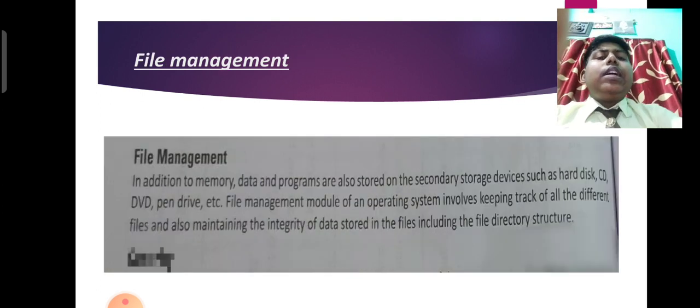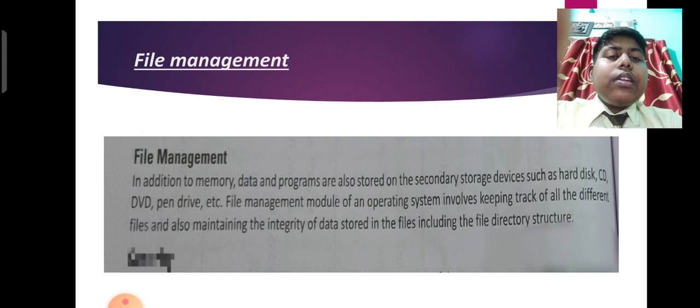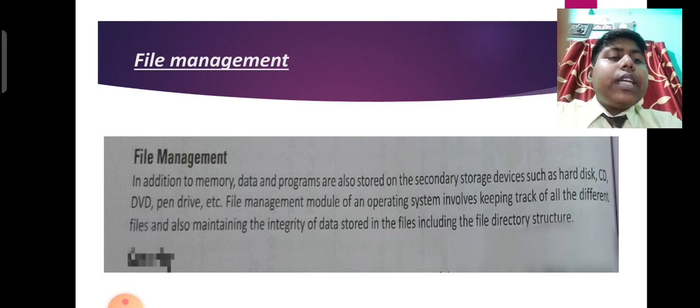So the third one is file management. In addition to the memory, data and programs are also stored on secondary storage devices such as hard disk, CD, DVD, pen drive, etc. The file management module of an operating system involves keeping track of all the different files and also maintaining the integrity of the data stored in the files, including the file directory structure.